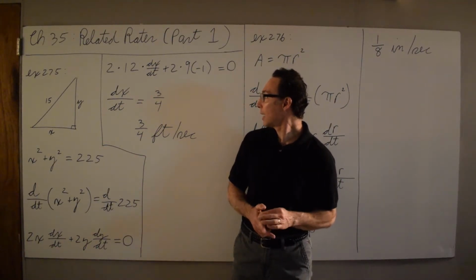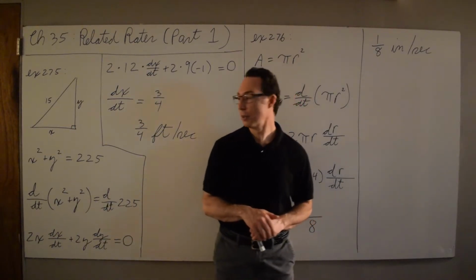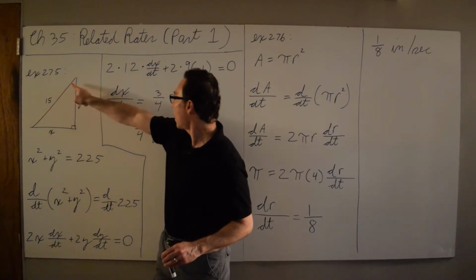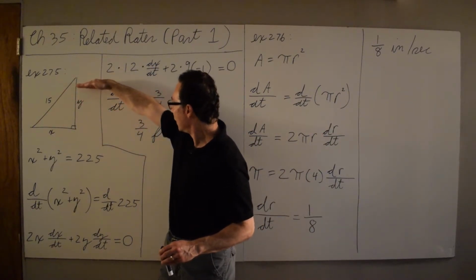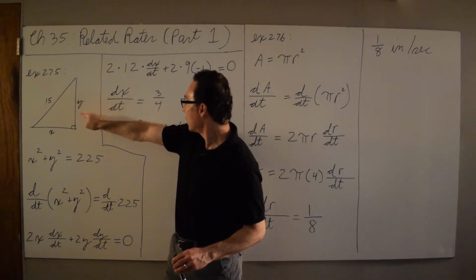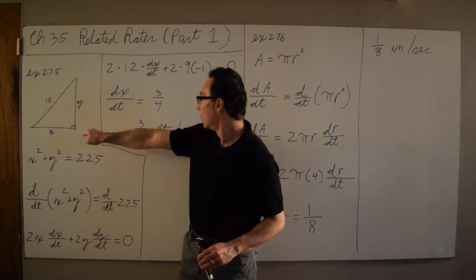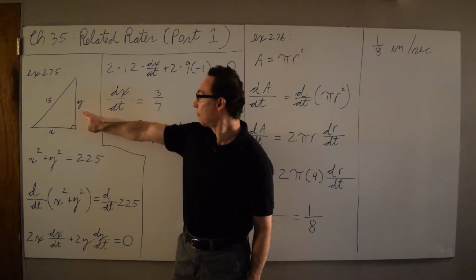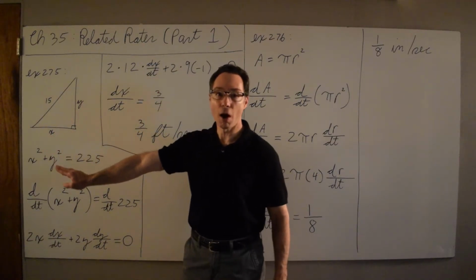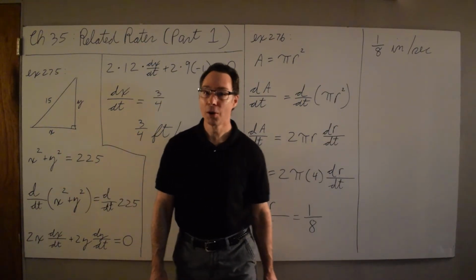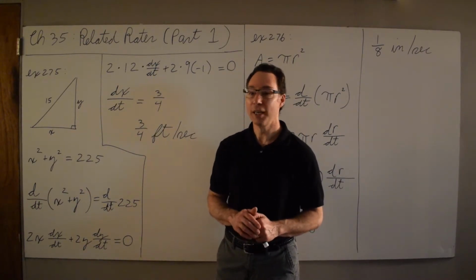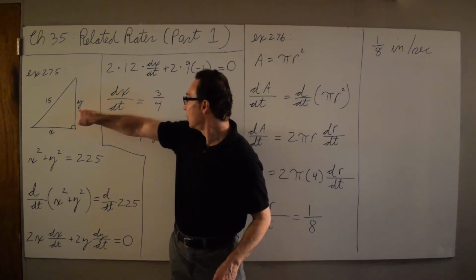So when we look at example 275, we have a very classic example. We have a 15-foot ladder that's leaning against a wall and it's sliding down the wall. As it slides down the wall, y decreases and x increases. We're given the rate of change of y. We want to find the rate of change of x at a certain point in time. That is our problem.